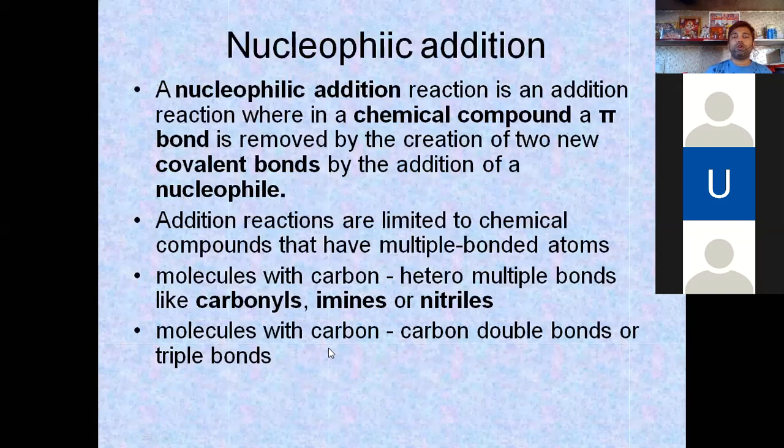Now we come to nucleophilic addition reactions. A nucleophilic addition reaction is an addition reaction where in a chemical compound a pi bond is removed by the creation of two new covalent bonds. A pi bond is removed, or broken, by the addition of a nucleophile. A nucleophile is added, the covalent bond is formed, and the pi bond is broken.